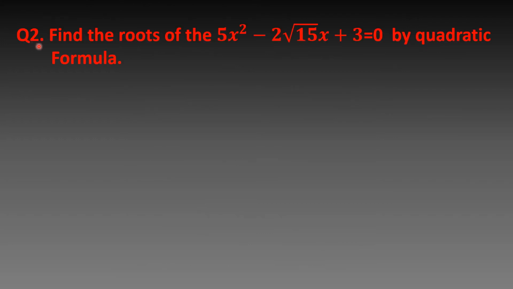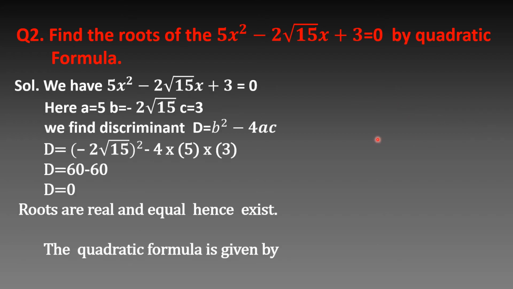So let us come to question number 2. Find the roots of the quadratic equation 5x square minus 2 root 15x plus 3 by quadratic formula. For this we have to find the discriminant and check whether roots will exist or not. So here we compare our given quadratic equation with the standard form of quadratic equation. Here we get the values of a, b, c.